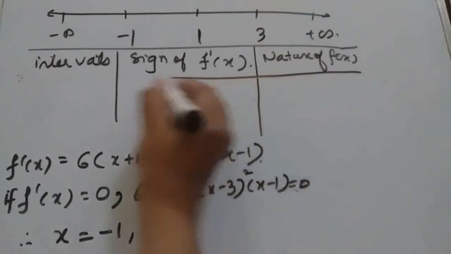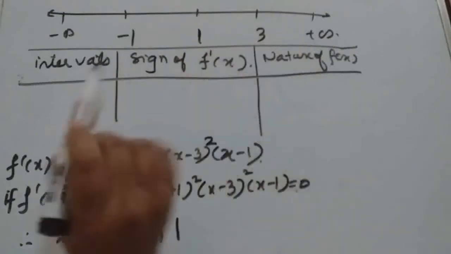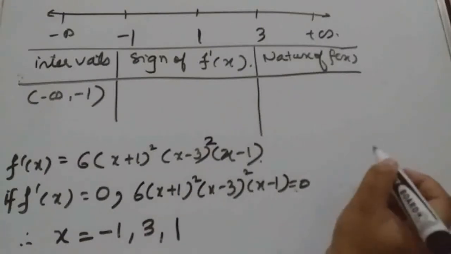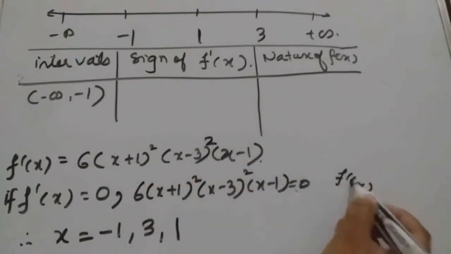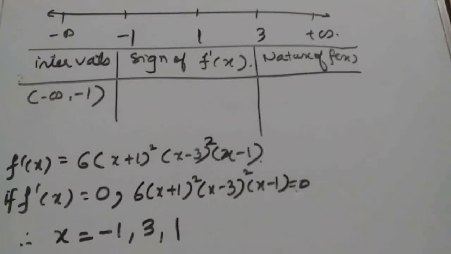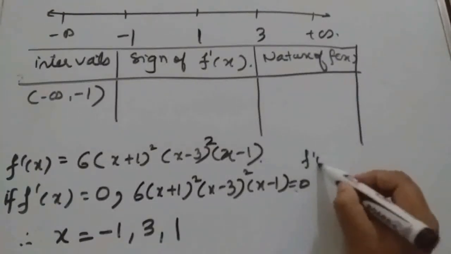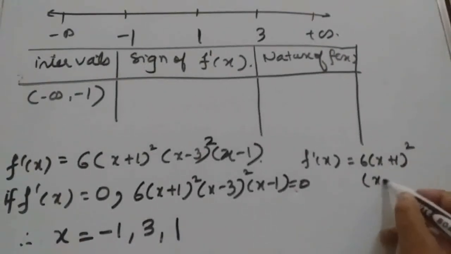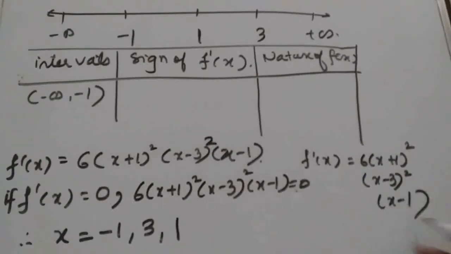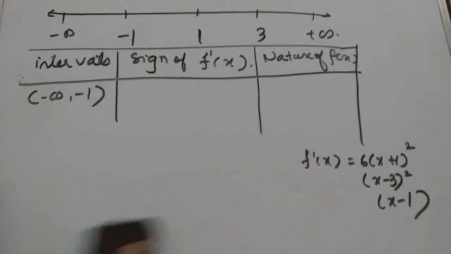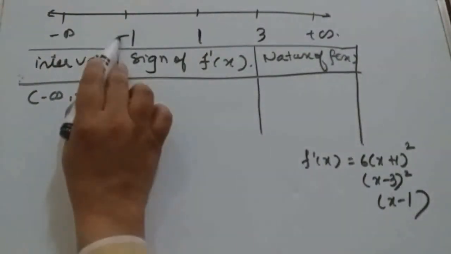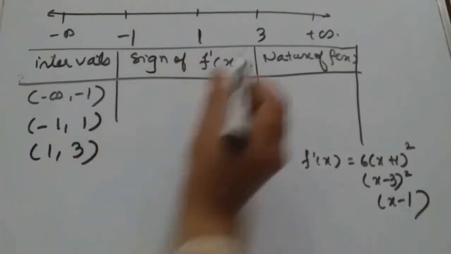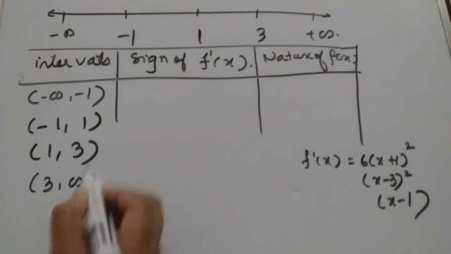So how many intervals are there? 4 intervals. First interval is minus infinity to minus 1. This I will write, f dash of x value we need here. So see here, minus infinity to minus 1, 1 interval, second interval minus 1 to 1, third interval 1 to 3, and last interval 3 to infinity.